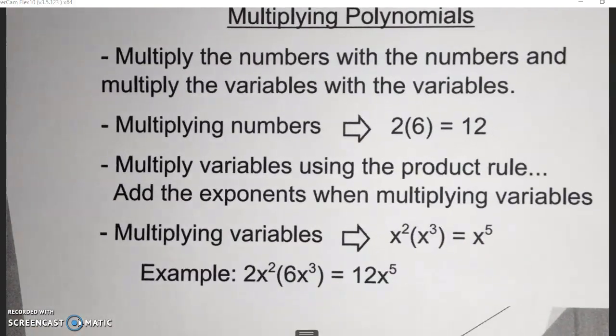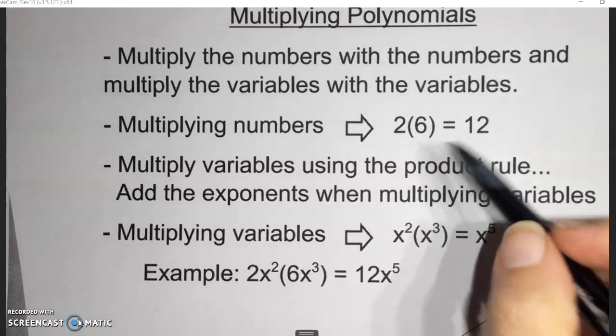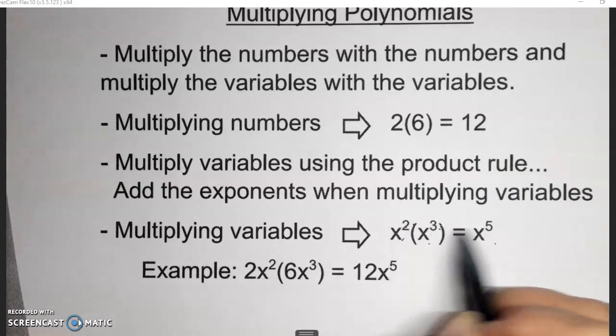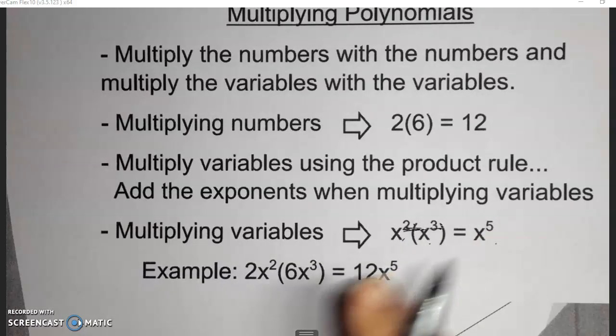So when you multiply polynomials, multiply the numbers with the numbers and multiply the variables with the variables. 2 times 6 is 12. Multiply variables using the product rule of exponents when multiplying variables. So what we're talking about with exponents is 2x squared times x to the third is x to the fifth. You add those exponents.